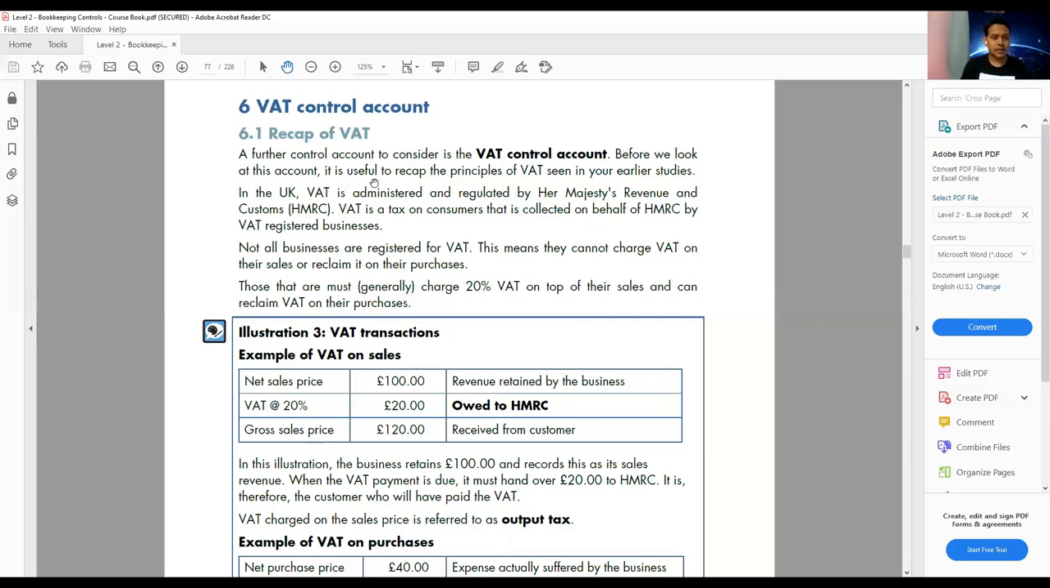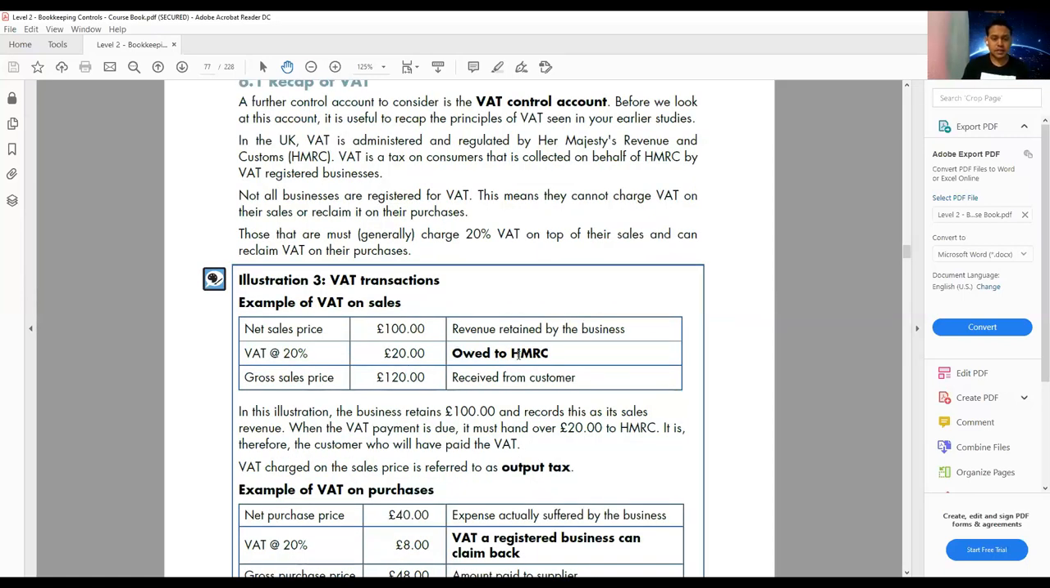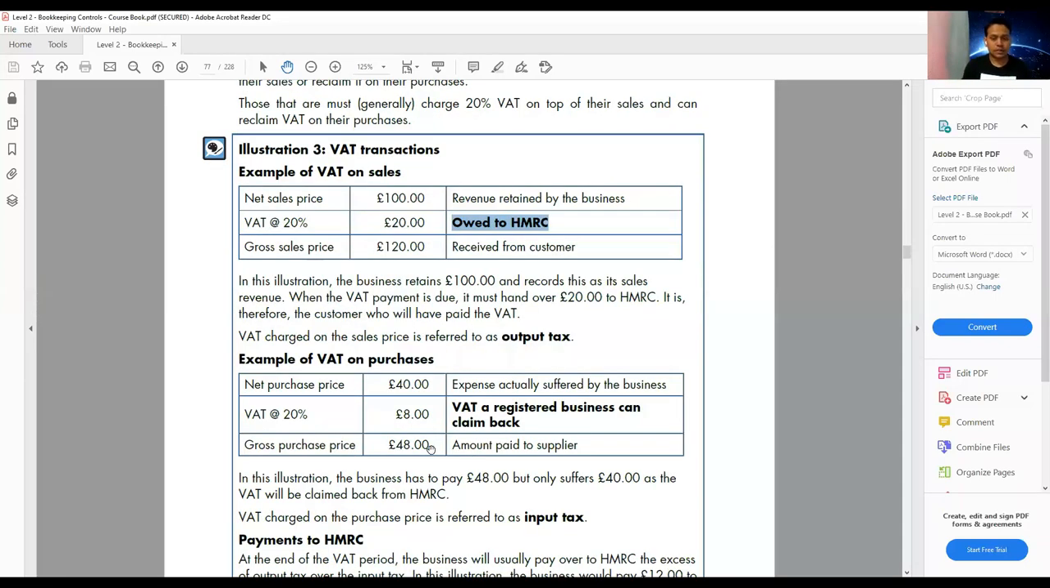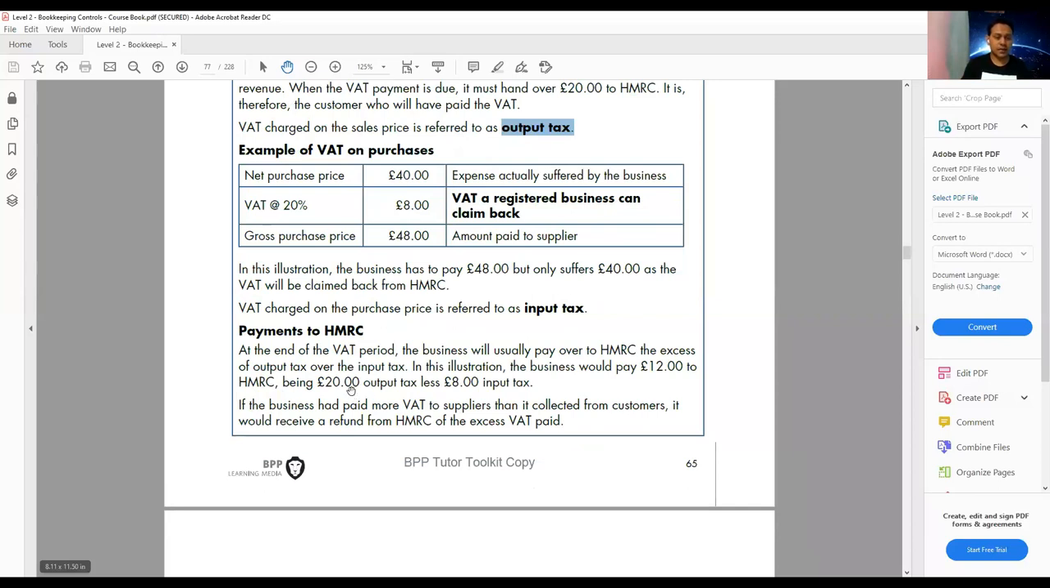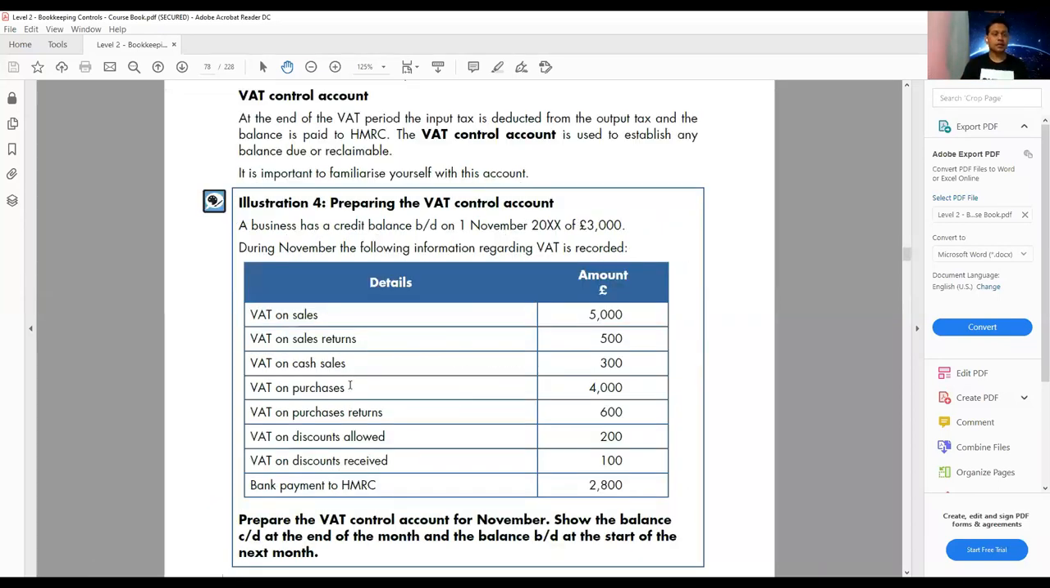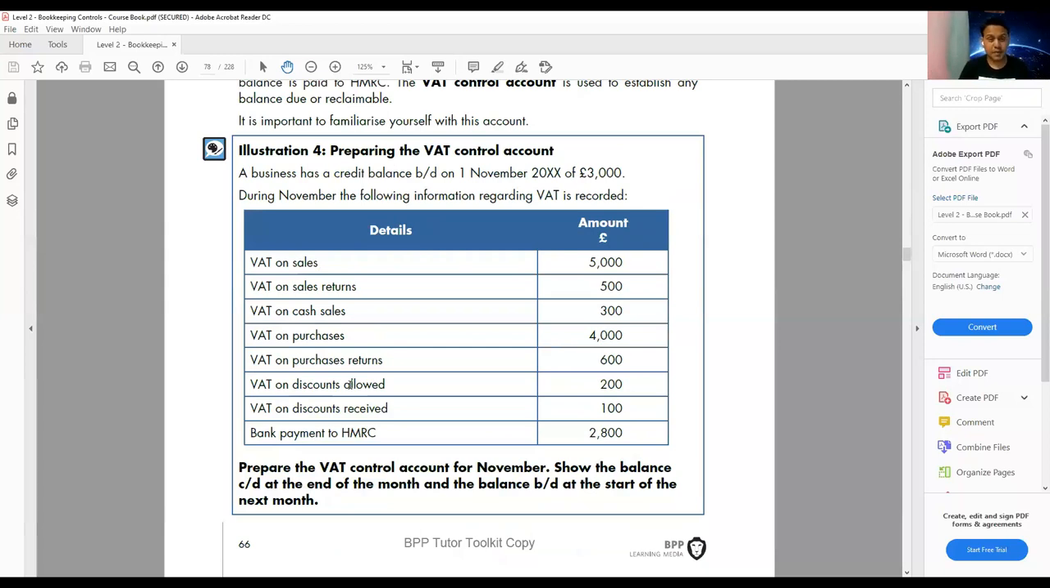Before you look at this account, it is useful to recap the principle of VAT seen in earlier studies. You already know it. VAT is basically due to HMRC. That is 20%. If the VAT is excluded, we add 20%. If the VAT is included, we divide by 6. We already know how it works. Then VAT on sales, we call it output VAT. VAT on purchases, we call it input VAT. The difference between output and input, we pay to HMRC. There's nothing new. Let's talk about the VAT control account. This one normally comes to the exam for 15 marks, so make sure you have a very good understanding of that.